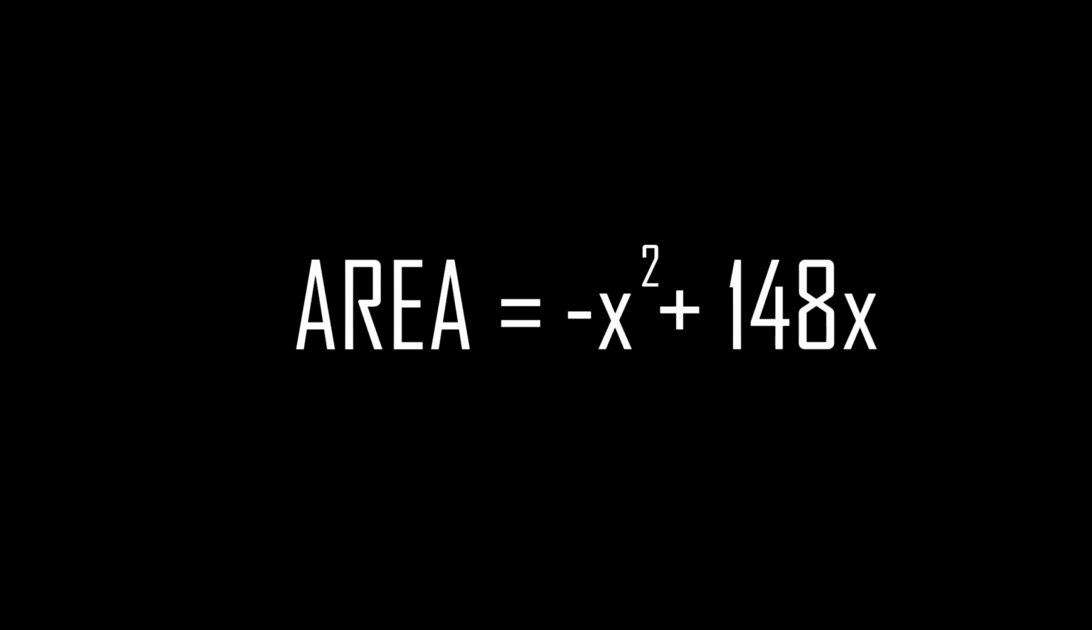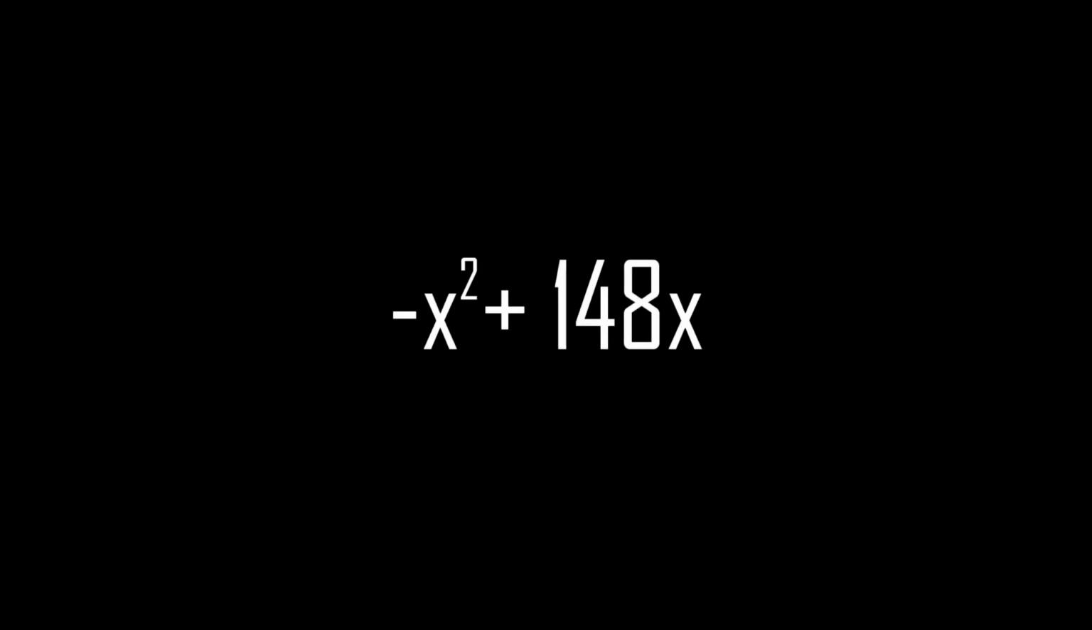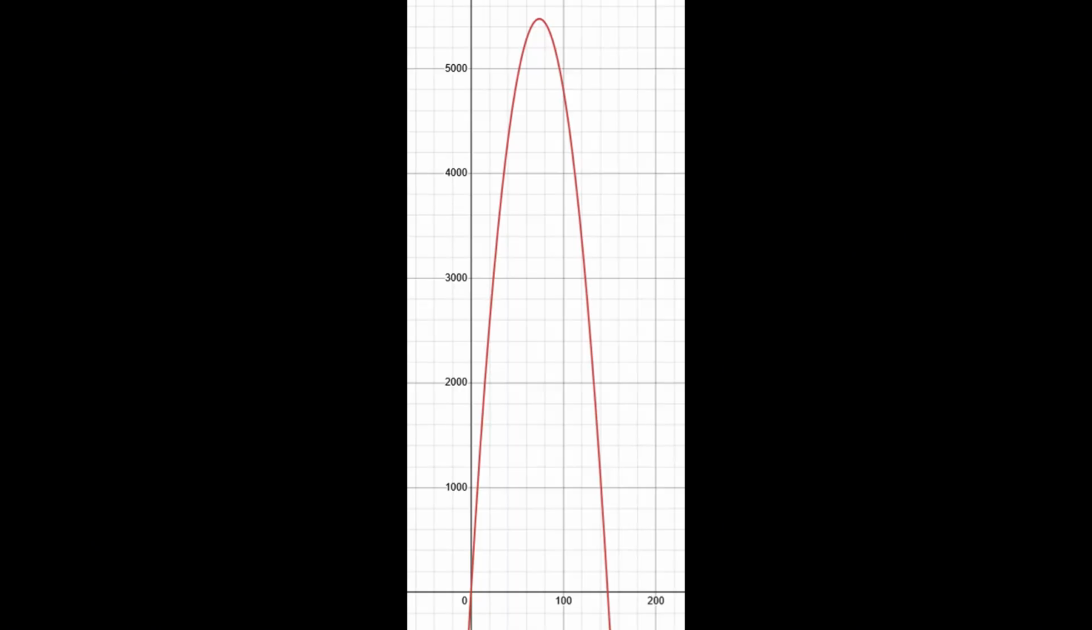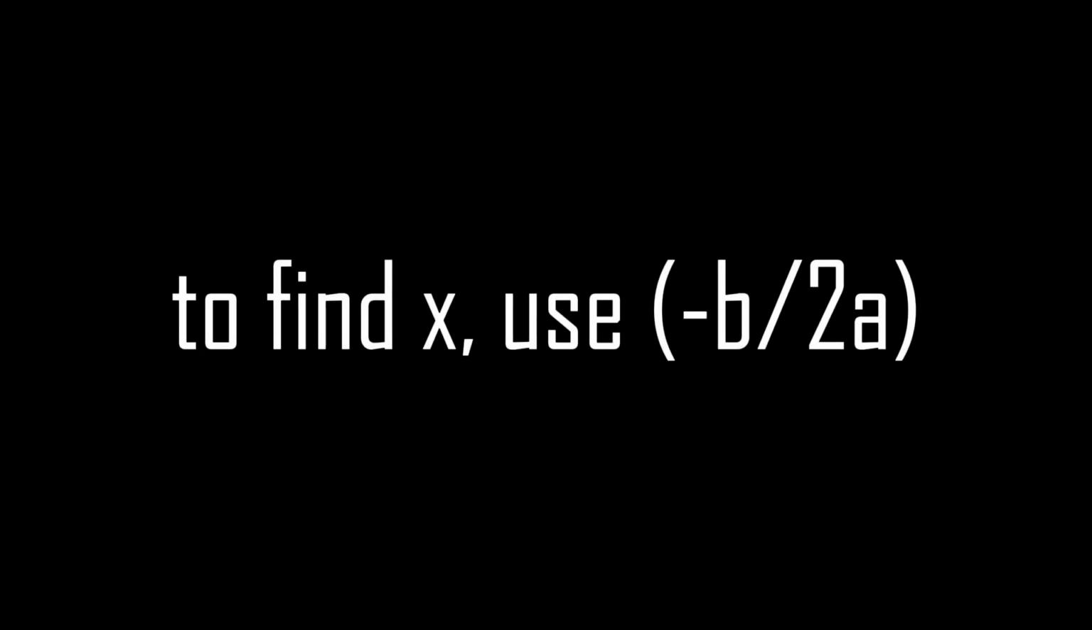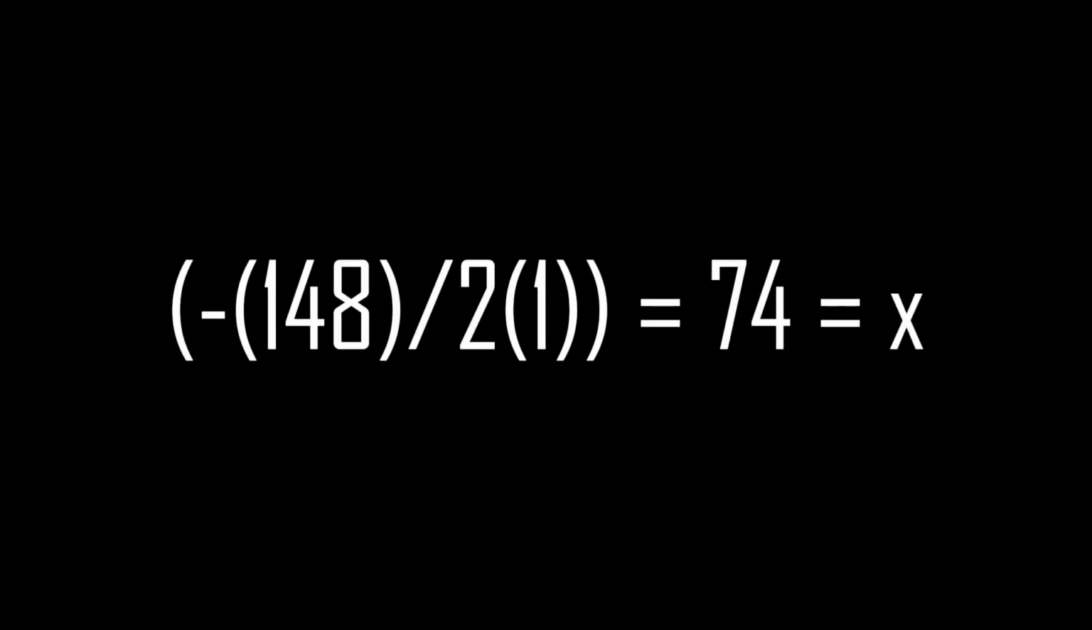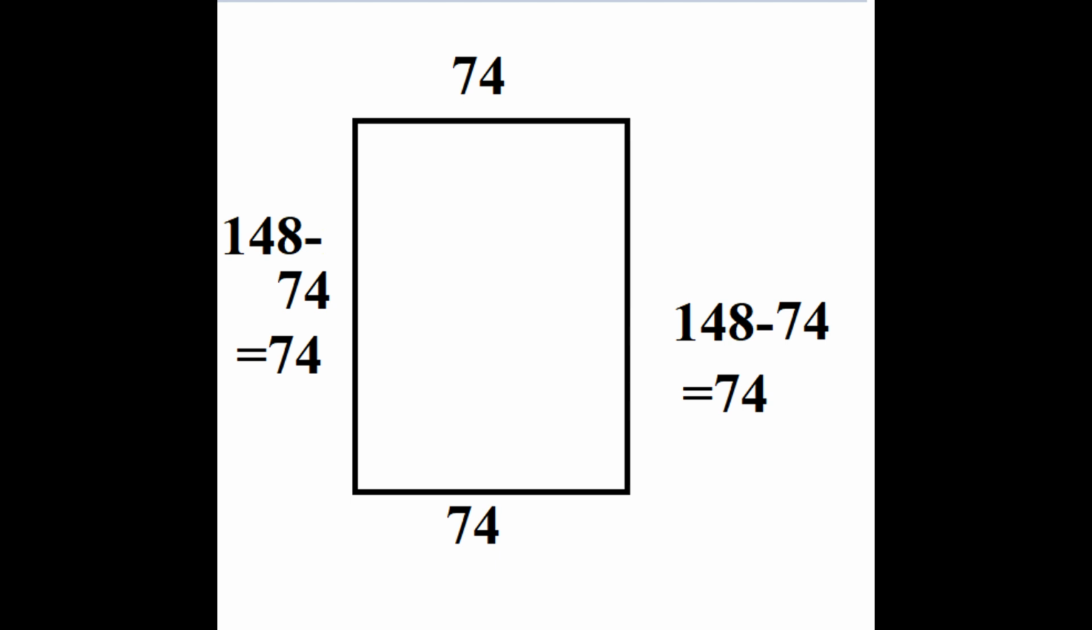However, instead of solving for the x-intercept, we need to find the vertex. Why? Well, since the coefficient of x squared is negative, the parabola runs downward. That means there's a maximum value y can be. And since y is the area, whatever x is equal to at the vertex of the parabola will give us the dimensions needed to find the maximum space for fences. To find x, use minus b over 2a. So x is equal to 74. So the length of the top and bottom fences will be 74 fences, and the side walls will be 148 minus 74, or 74 fences.